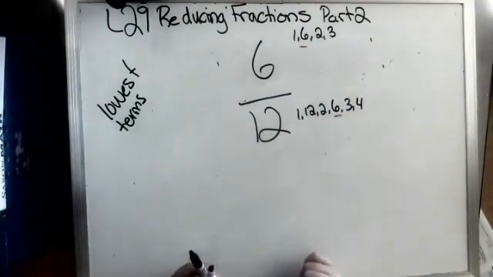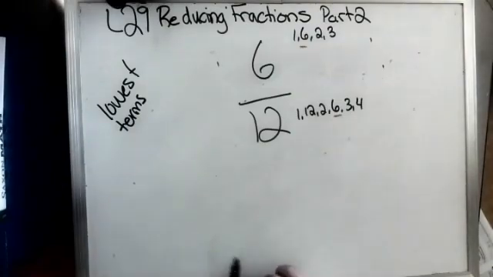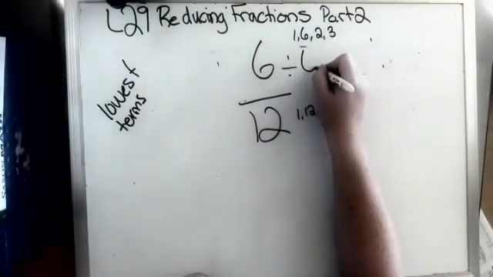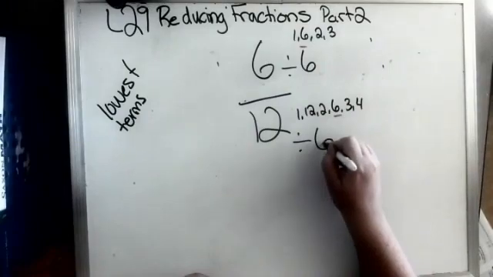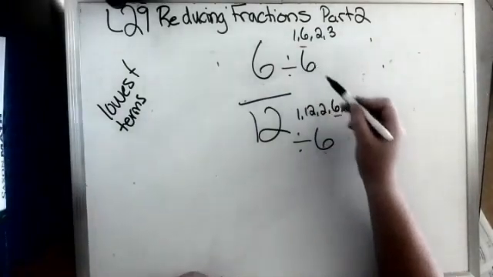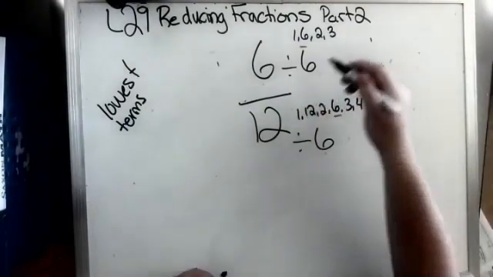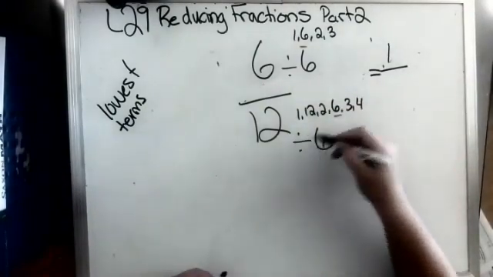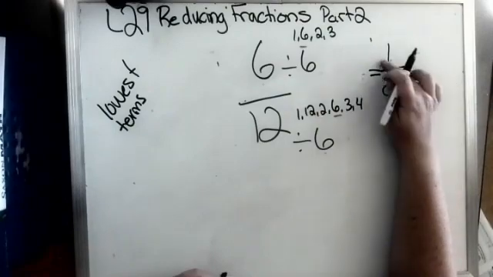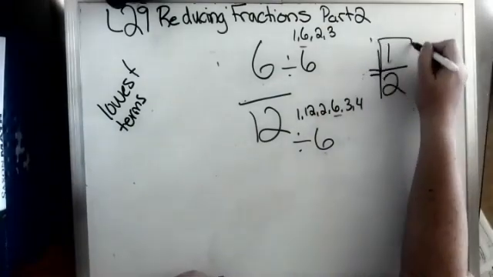Whatever you do to the top, you have to do to the bottom, and vice versa. So I'm going to divide 6 by 6. I'm going to divide 12 by 6, because that is my greatest common factor. And I'm going to make myself a lowest terms fraction. 6 divided by 6 is 1. 12 divided by 6 is 2. So this is now lowest terms.